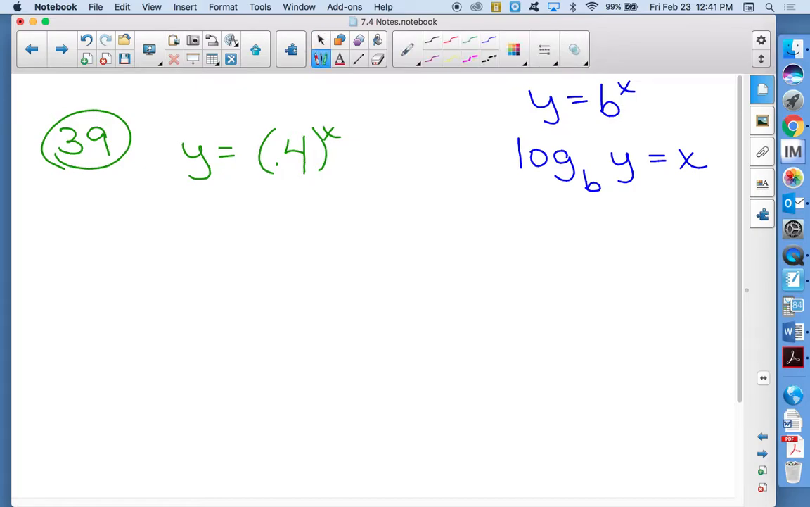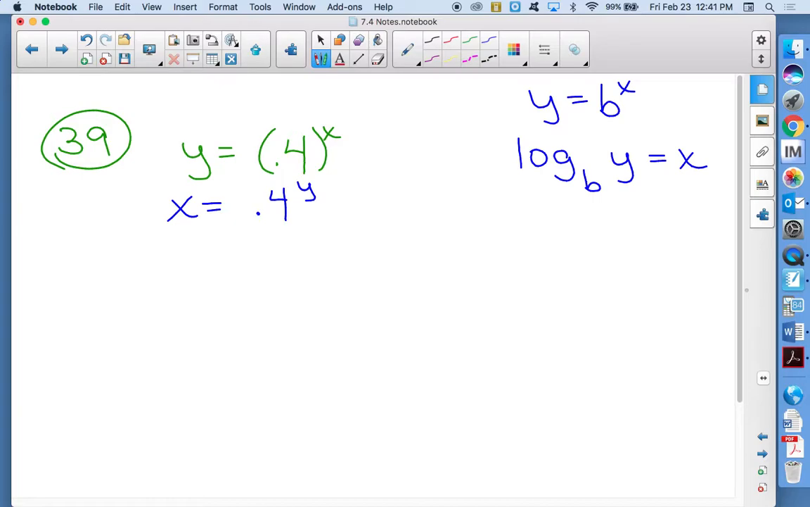So if you switch x and y, you have x equals 0.4 to the y. The next step would be to get the inverse by converting it from whatever form that it currently is in into the other form, because that's what the inverse is. If you have an exponent, the inverse of an exponent is a log. If you have a log, the inverse of the log is the exponent. But that's the only way that you can find the inverse. You've got to convert it to the other form.